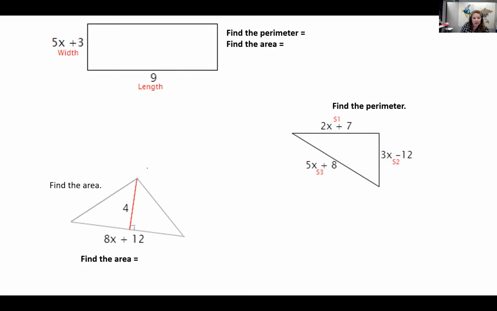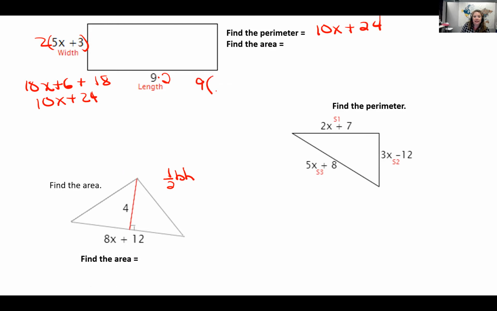Now this is a triangle, so the area of a triangle is half the base times the height. Okay. All right, so for perimeter, we're going to double these 2. So we would have 10x plus 6 plus 18. And then we combine our 2 like terms. 18 plus 6 is 24. So our perimeter is 10x plus 24. And our area is going to be our length times our width. So we get 45x plus 27.